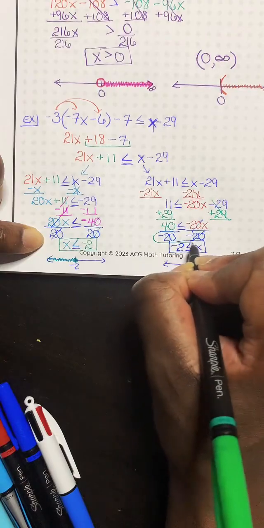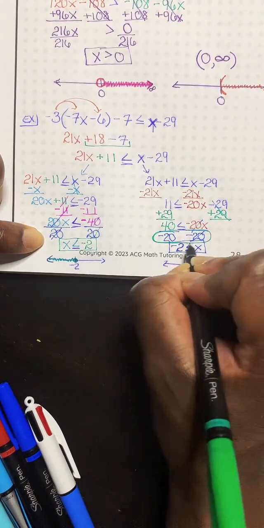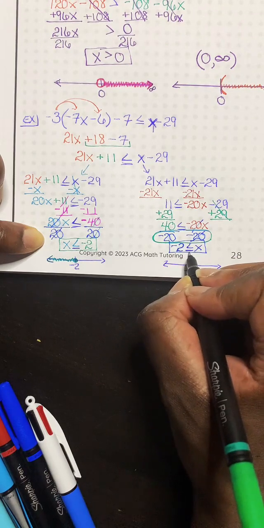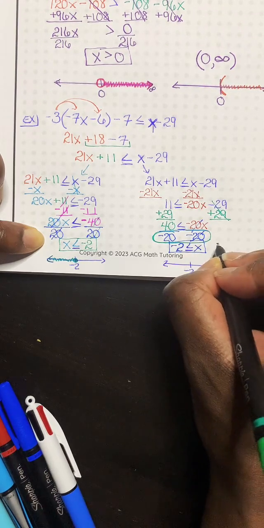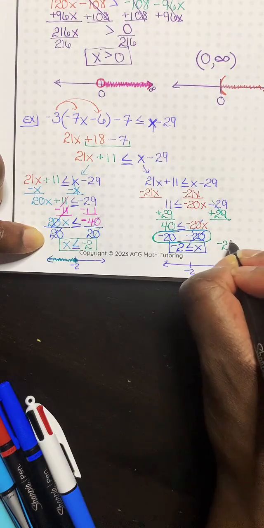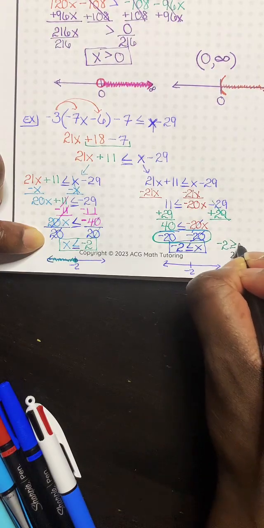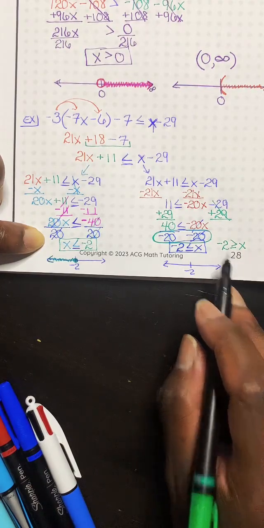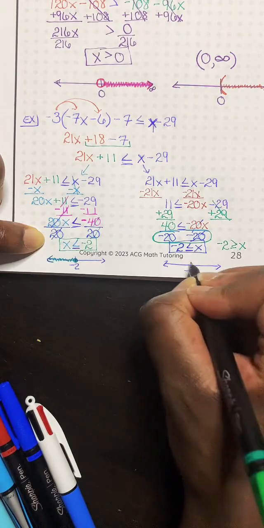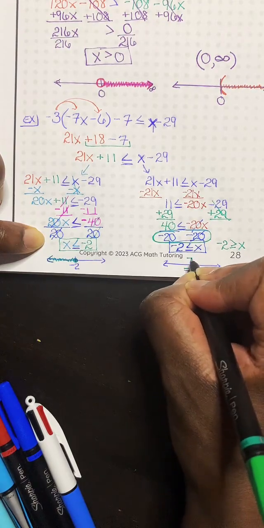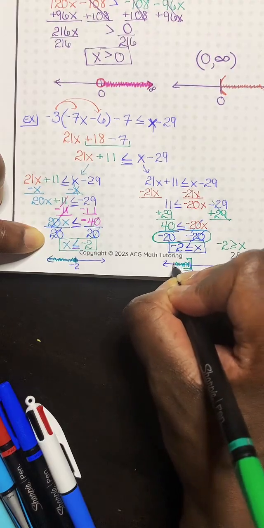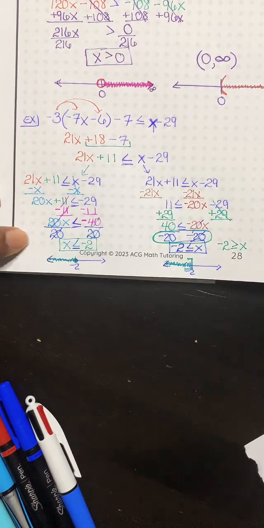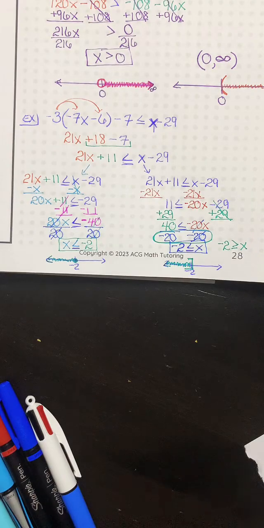Anytime I multiply or divide by a negative number, I have to change the inequality symbol. So this is actually going to be negative 2 is greater than or equal to x. So that means negative 2 is the biggest number. So it's including, so it's going to be a bracket, and it's going in the same direction. Yep, I had to flip the sign. Now it's the same.